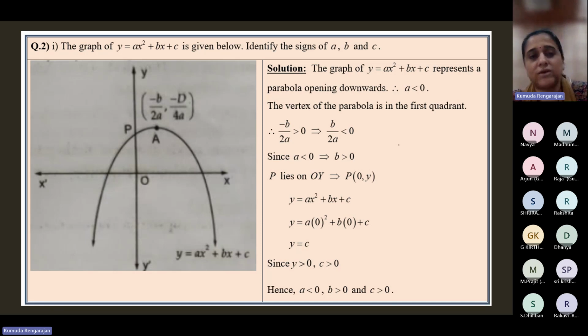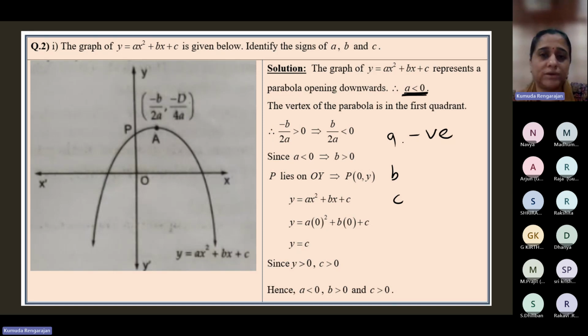So we need to identify the values of A, B, and C. Now, A is easy to identify because the parabola opens downwards. So the value of A is negative. A is some value, but it's negative. So that's what is here: A less than 0.